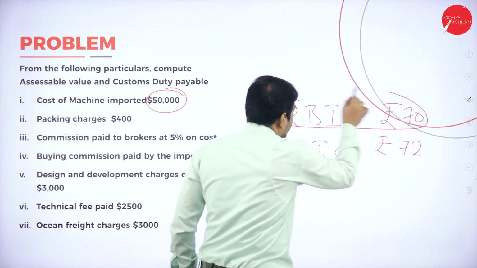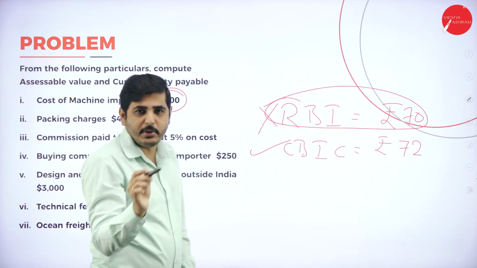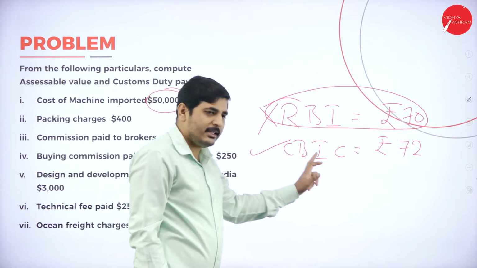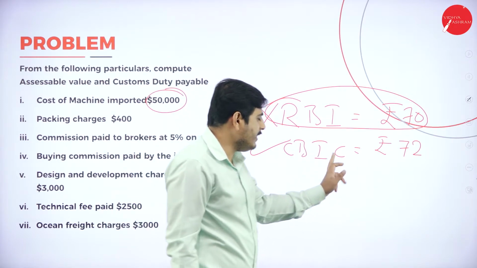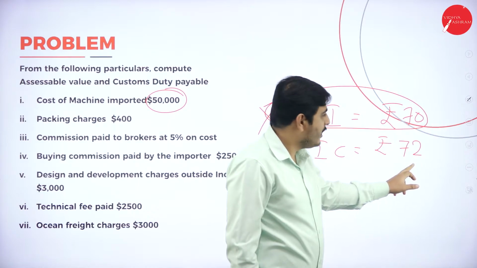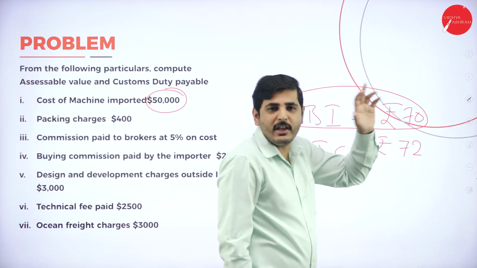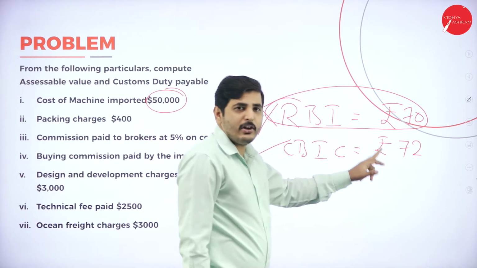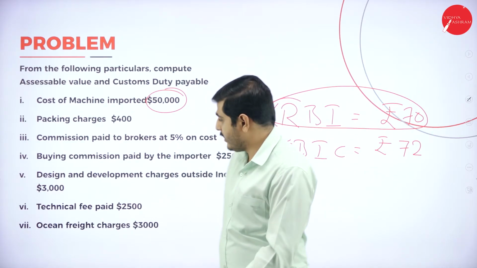We should not consider the RBI value while calculating custom duty. Please consider the CBIC, or Central Board of Indirect Taxes and Customs, value. So the value given is 72 rupees, while RBI is given 70 rupees per dollar. Which value should we consider? We should consider the Board's value, not the RBI value, while calculating custom duty.